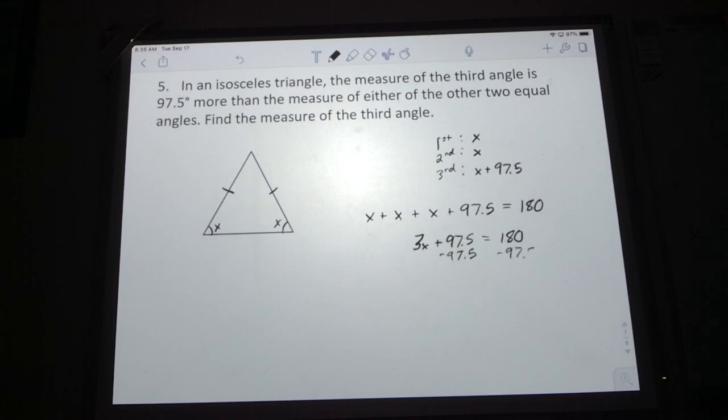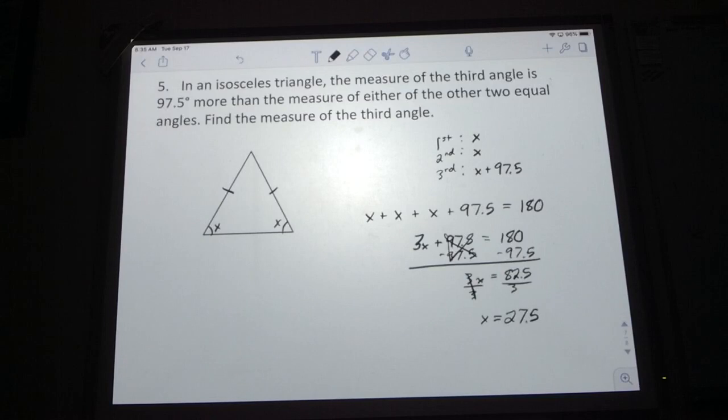X equals what? Anybody know what that is? 82.5. That means if we divide that by 3, it is 27.5. 27.5. That is our x.